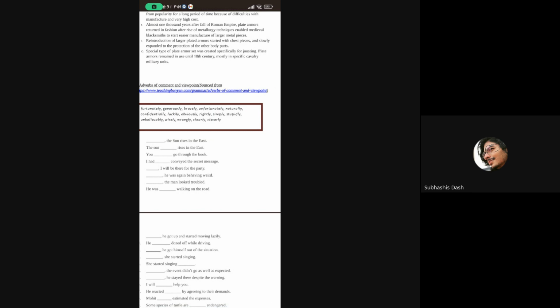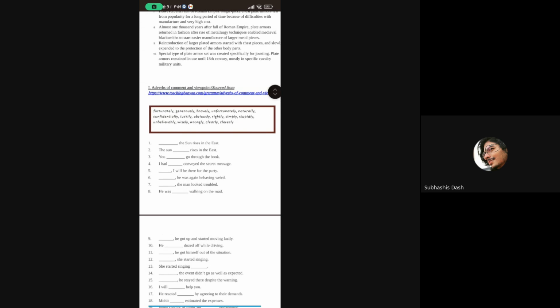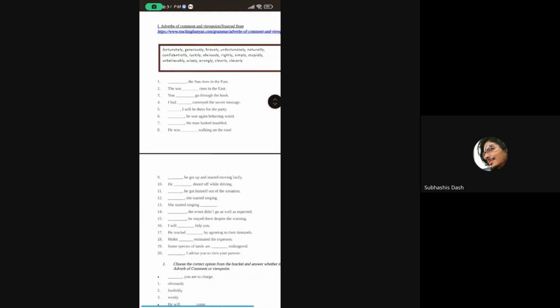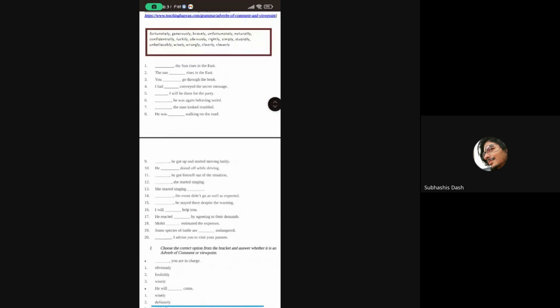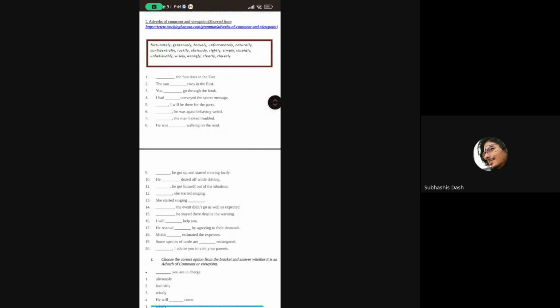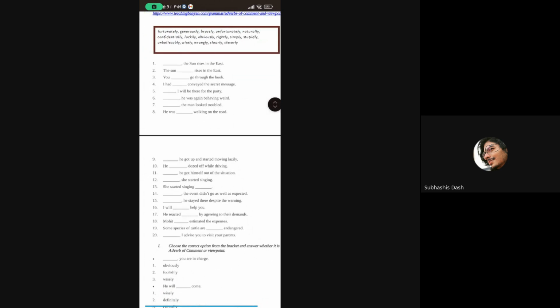Okay, right. So these are basically the 10 sentences we were trying to look at for the common adverbs, based on the common classification of degree, manner, place, time, purpose, etc. Now, the next ones that we are going to do are comment and viewpoint adverbs. So what do you understand about these adverbs, at least from the name that you hear? Comment adverbs and viewpoint adverbs.